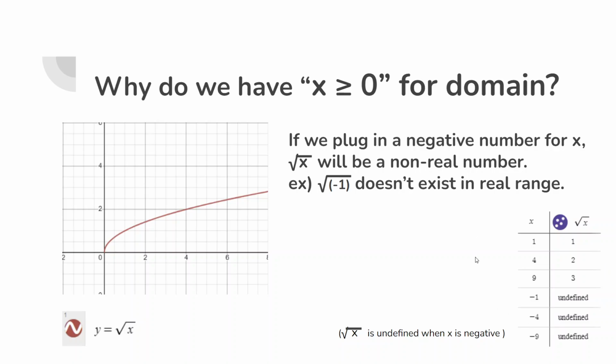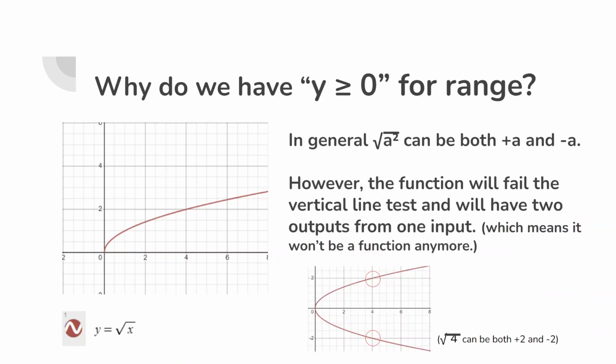If we look at the table here, if we plug in a positive number such as 1, 4, the result is going to be a real number. But if we plug in a negative number such as negative 1 or negative 4, the result is undefined.